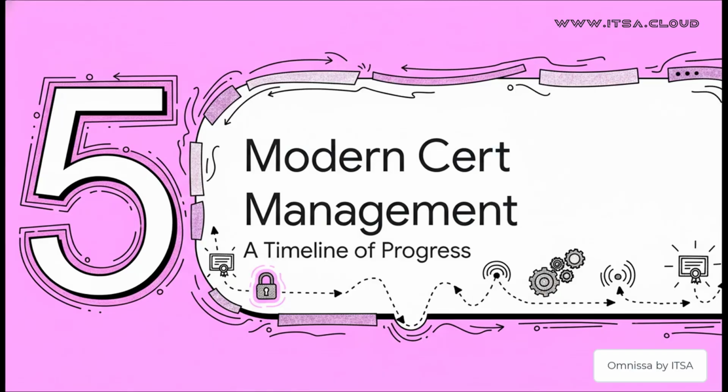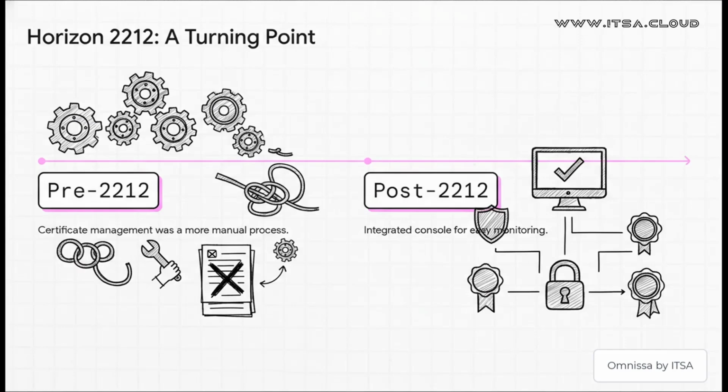And for our last section, let's talk about how things have changed for the better. We're going to look at how managing these critical certificates has actually evolved and gotten a lot less painful over time. So the Horizon 2012 release was a huge turning point for admins. Before that release, believe me, managing these certificates was a real pain, a totally manual, cumbersome process. But after 2012, the tools are now built right into the console. And that is a total game changer. You can now monitor everything, handle renewals, all from one central spot. It's all about making the right way to do security also the easy way.